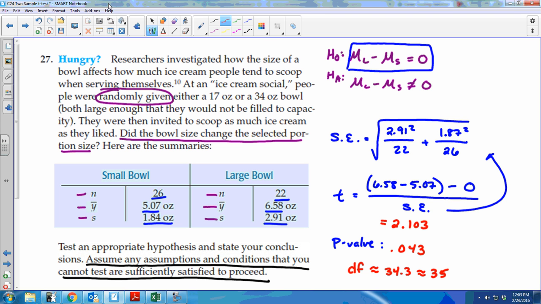Questions about what I just did? Questions about this type of hypothesis test? Again, it's getting fairly repetitive.